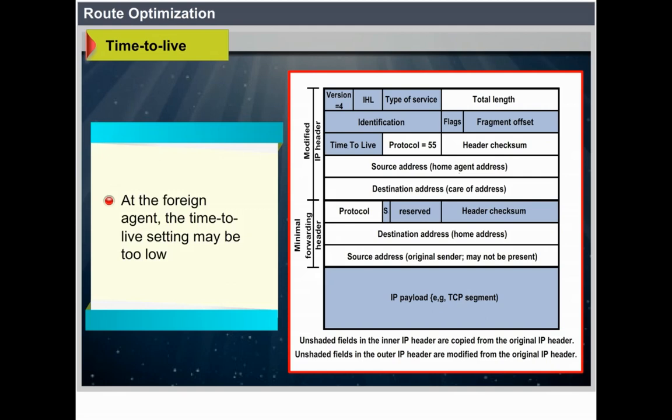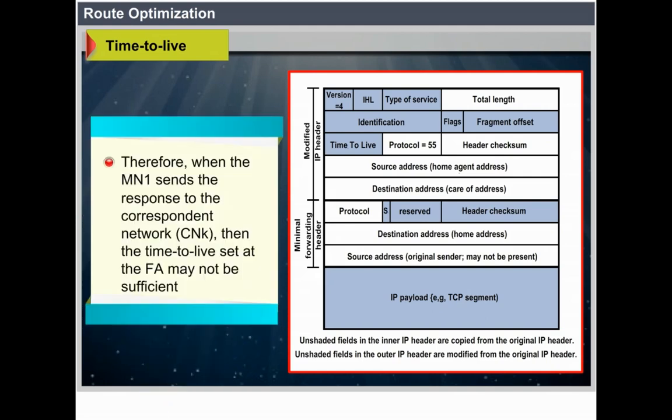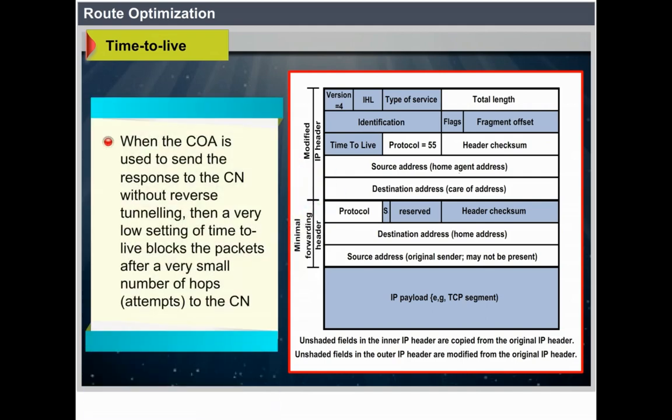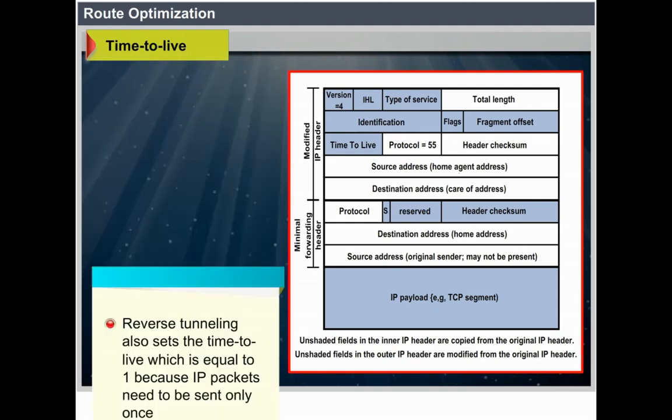At the foreign agent, the time to live setting might be too low. Therefore, when the MNL sends the response to the correspondent node CNK, then the time to live set at the FA may not be sufficient. When the COA is used to send the response to the CN without reverse tunneling, then a very low setting of time to live blocks the packets after a very small number of hop attempts to the CN.